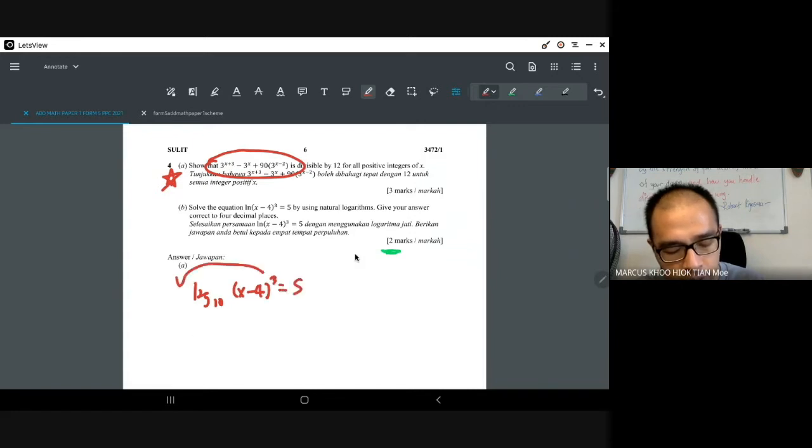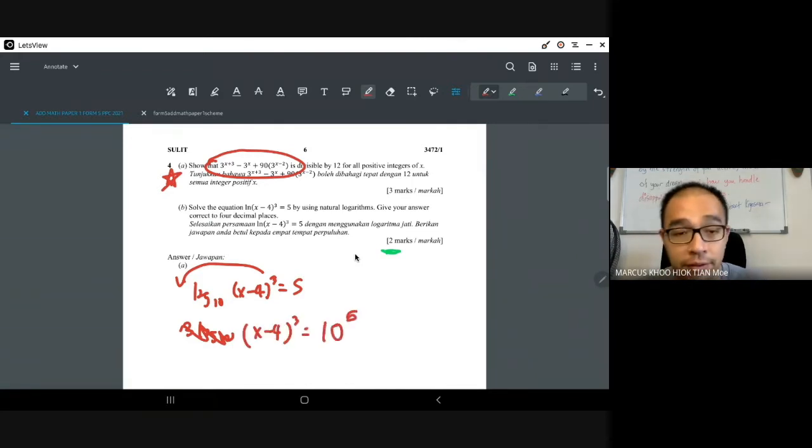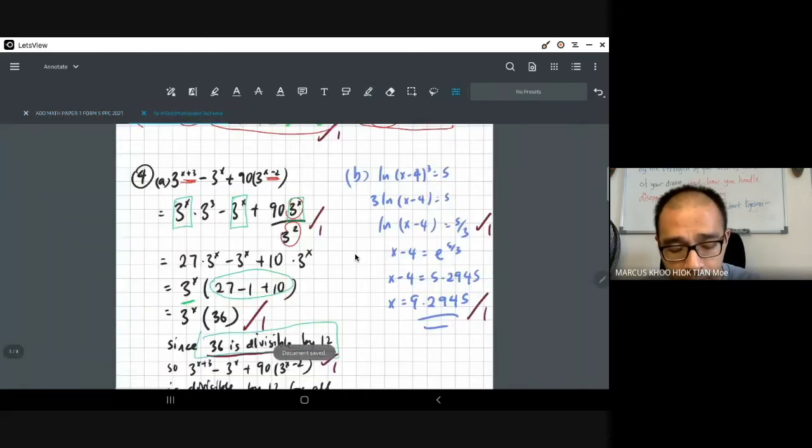First thing you do is bring this across. So 3 log 10. Oh no, sorry. You don't even need to do this. You just do (x minus 4) cubed equals 10 to the power of 5. Right? You change it to index form. And then you get the answer. Okay? Same thing if it is ln.